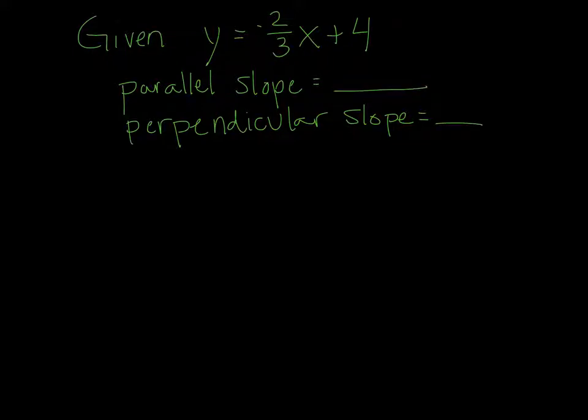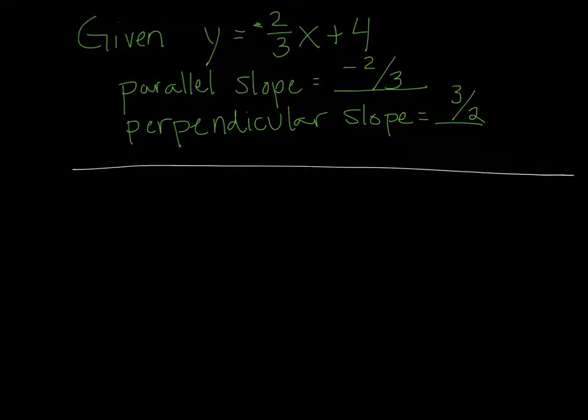Okay, so hopefully you're saying in your head, okay, parallel slope is going to be the same. So if this is -2/3, my parallel slope is going to be -2/3. All right, the perpendicular slope is the opposite reciprocal. So since this was -2/3, this is going to be +3/2. That's the reciprocal, and we switch the sign. Okay, let's look at another example.